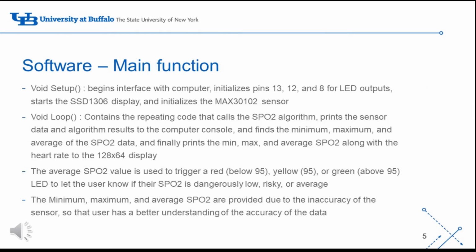As for the main program, void setup begins interface with a computer, initializes pins 13, 12, and 8 for LED outputs, starts the SSD1306 display, and initializes the sensor. The looping program contains the repeating code that calls the SpO2 algorithm, prints the sensor data and algorithm results to the computer console, and finds the maximum, minimum, and average of the SpO2 data. It finally then prints the max, minimum, and average, along with the heart rate to the 128 by 64 display.